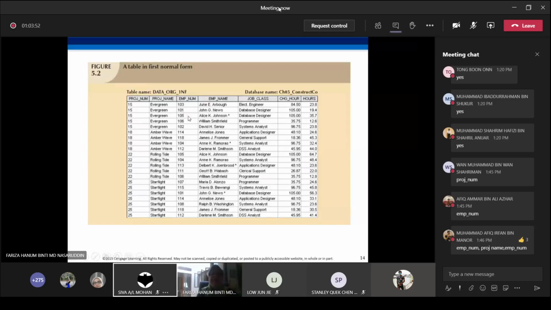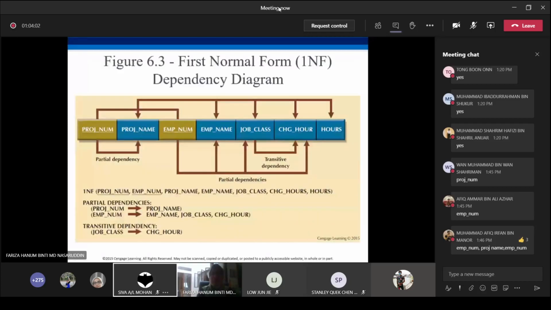It cannot, right? Because for this line, the hour is 35.7. For this line, the hour is 64.7. So when you draw this, employee num determines the employee name, the job class, the charge per hour. It does not determine the hour. The hour is actually determined by project num and employee number together. When you have project num and employee number, you can determine all of this. That's why you have this arrow right here. It says that with this primary key, you can determine all these values. Of course, because otherwise it would not be a primary key.